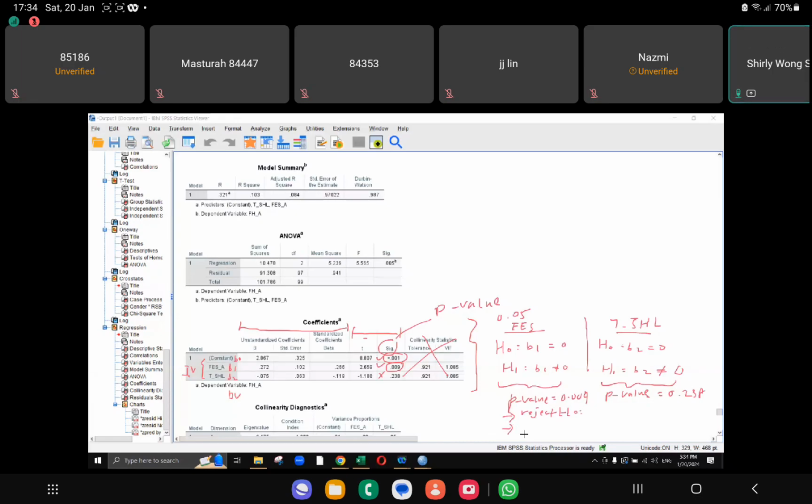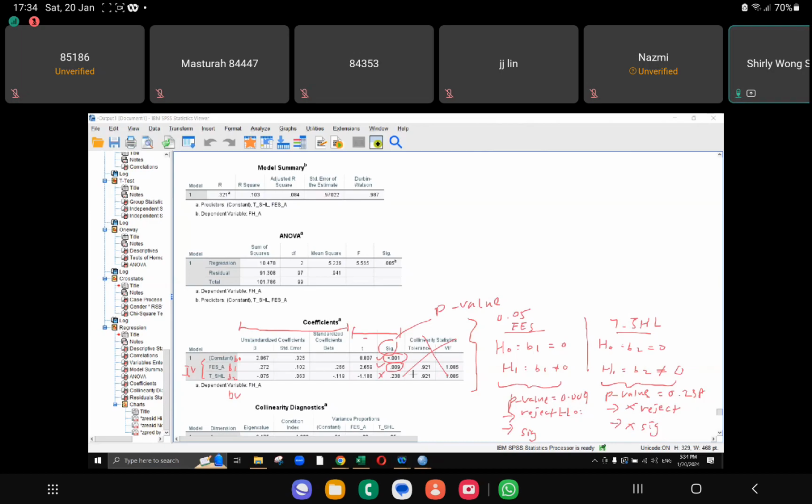So this one, 0.238, reject or do not reject? Do not reject. Right, do not reject. So it's not significant.